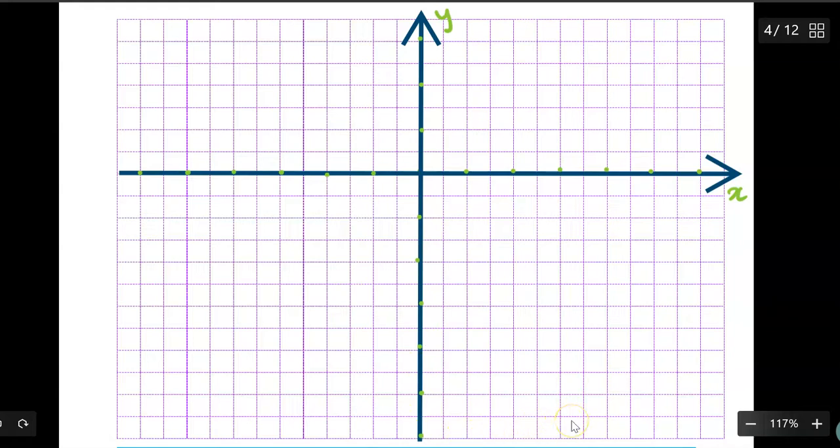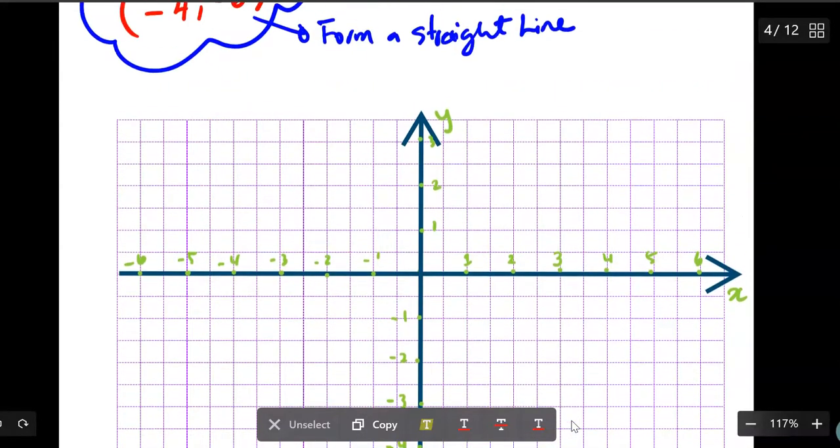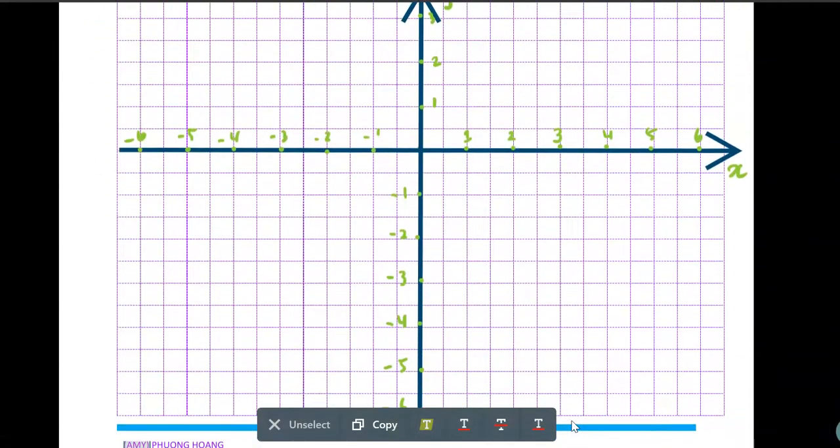So let's label that. This will be 1, 2, 3, 4, 5, 6. And 1, 2, 3. Negative 1, negative 2, negative 3, negative 4, negative 5, negative 6. And this would be negative 1, negative 2, negative 3, negative 4, negative 5, negative 6. Alright, so let's find the points that we have to plot. First of all, the point is 6 and 0. So 6 and 0 is this point right here. So that is the point.